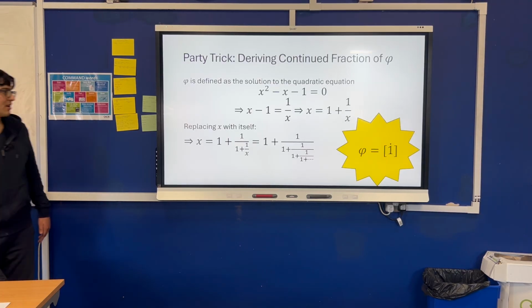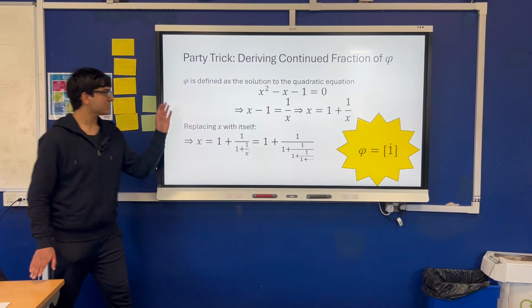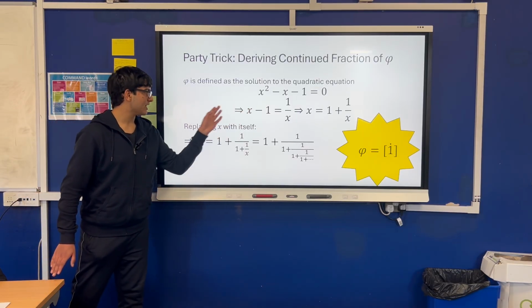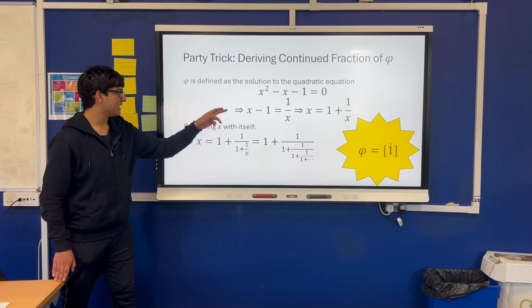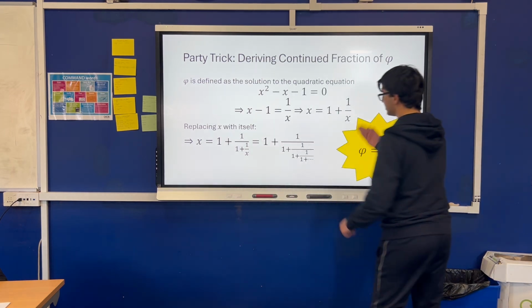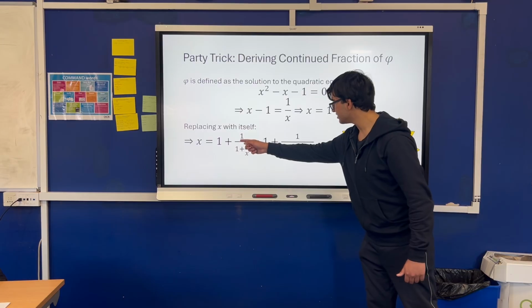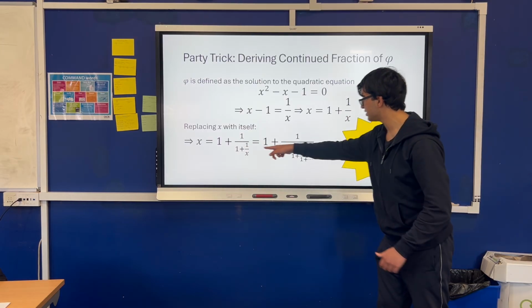This is an alternate way of deriving the continued fraction of the golden ratio. We can start with this quadratic equation, and we can then set it equal to 0. We can move the terms to the other side. You get x is equal to 1 plus 1 over x, which is the definition of the golden ratio. We can then do this replacement over and over again. So you get x is equal to 1 plus 1 over 1 plus 1 over x.